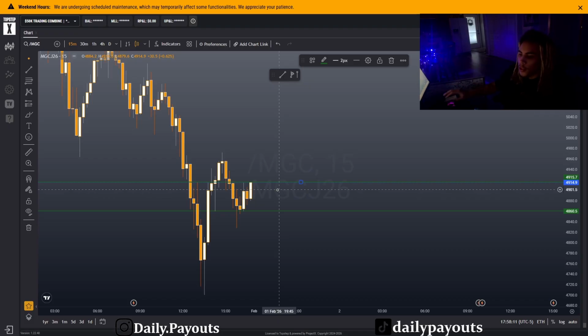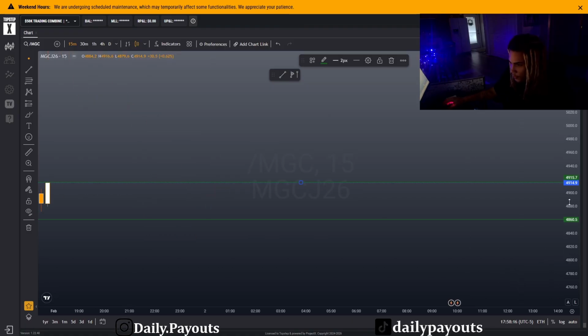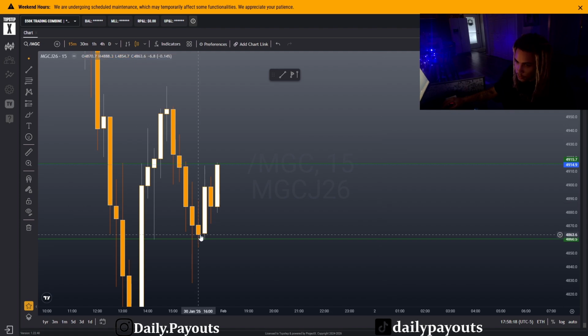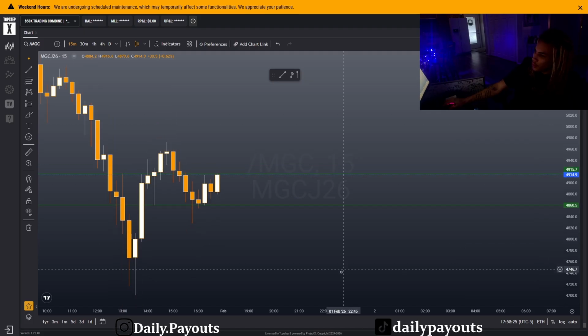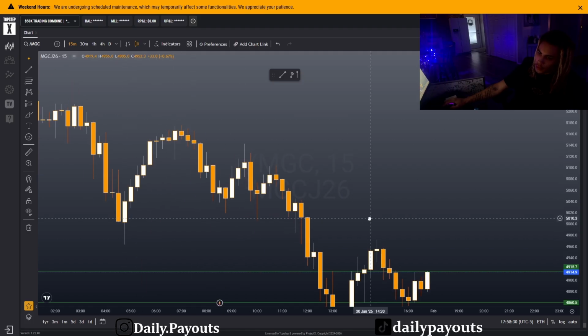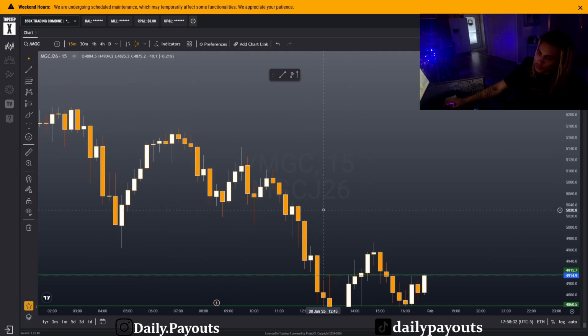This is your range, bro. This is your range right here. This is the consolidation range. When the candles are not going up or going down, that's called consolidation. Like this right here, this is consolidation. If I need to mark it out, I will, for the people that don't understand.